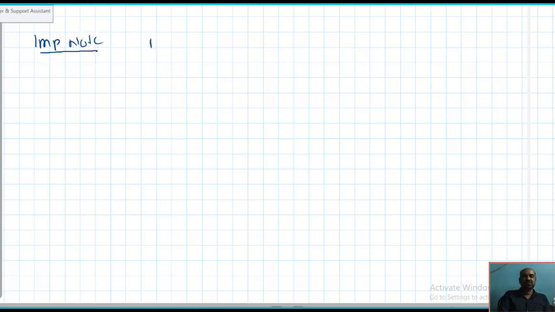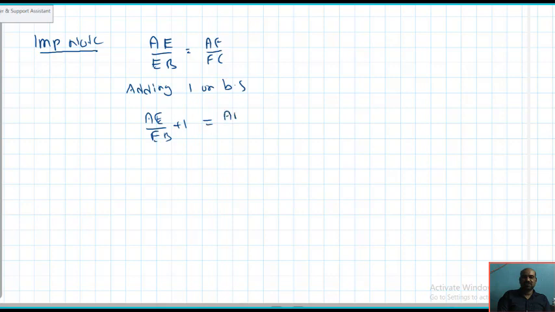Yeah, just what you got, Nana? AE by EB equal to AF by FC. This is the first result. Add one on the other side, you get another result. Adding one on both sides: AE by EB plus 1 equal to AF by FC plus 1.